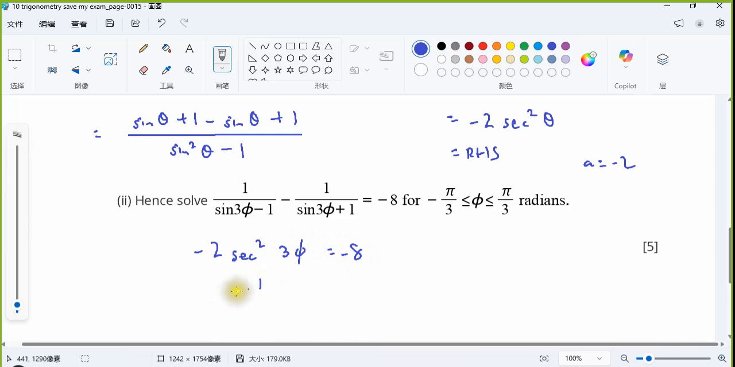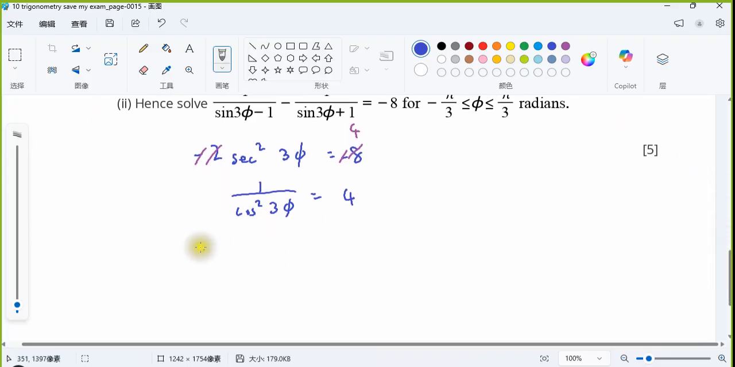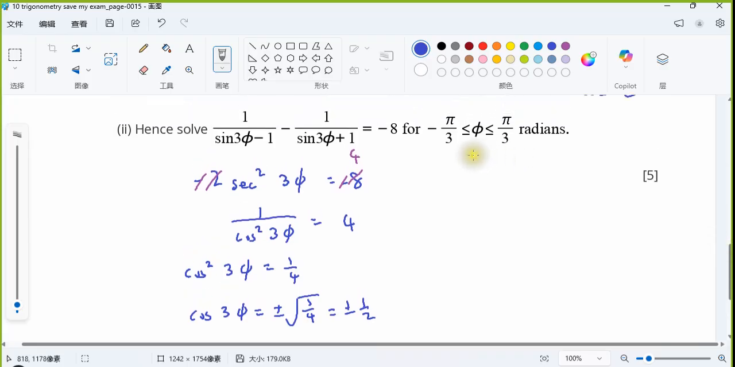8. So secant squared is 1 over cos squared 3 phi is equal to 4. So negative, negative cancel, 4. So we have cos squared 3 phi equal to 1 over 4. So cos 3 phi equals plus minus square root of 1 over 4, which is plus minus 1 over 2. And 3 phi is between negative pi and pi.